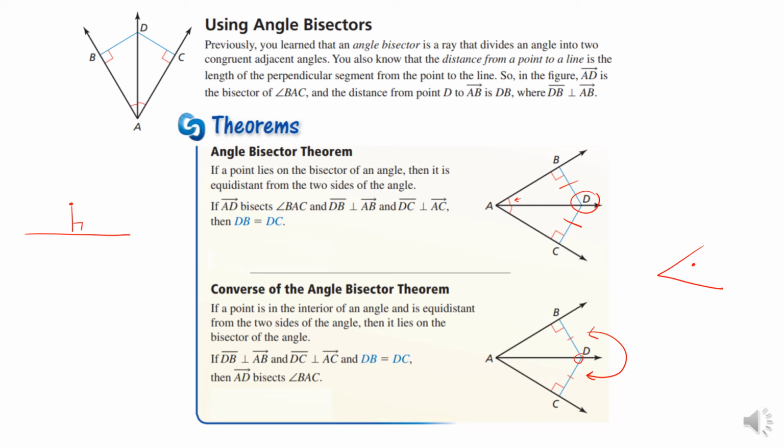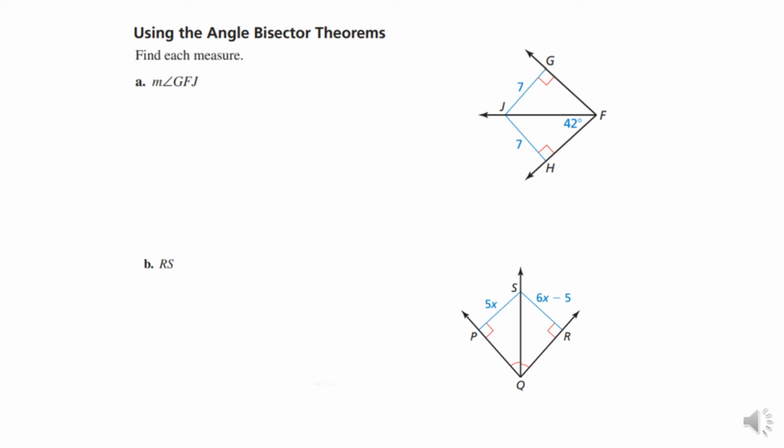That's the converse, so it tells you that it is on the bisector. So use the angle bisector theorems to find each measure. Be careful which one you're going to use. We're finding the measure of this angle.